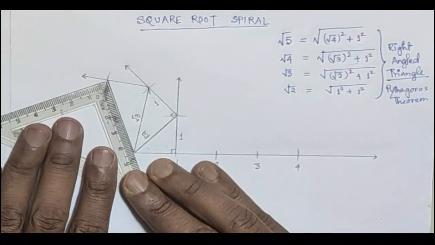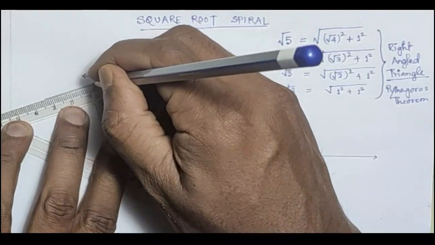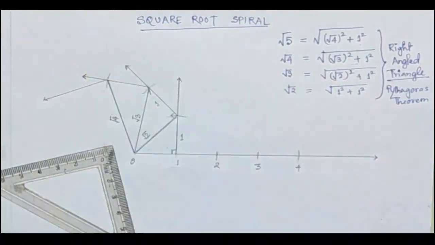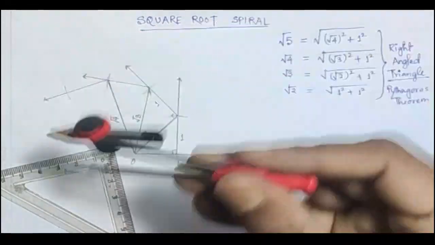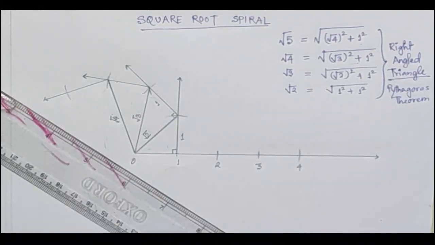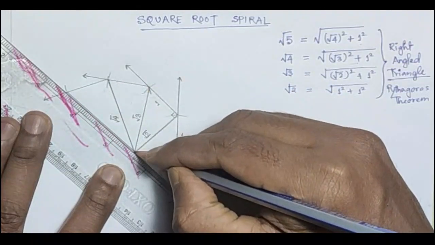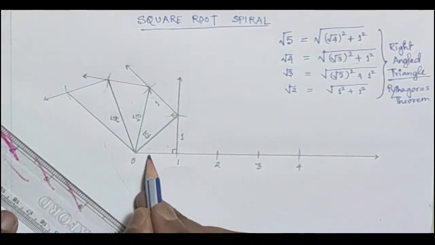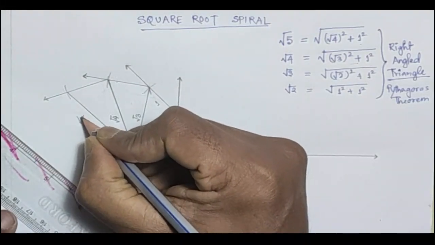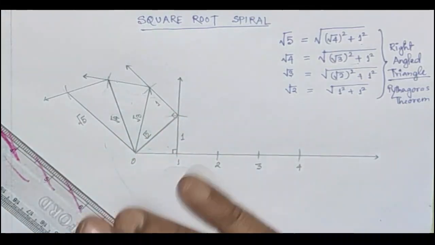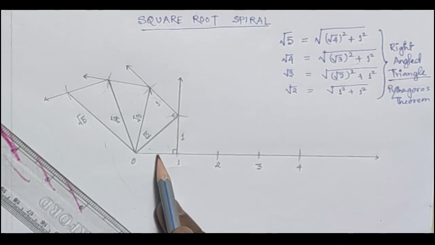Place it. Draw the perpendicular. The scale is same. And that's the length of root 5 when our 1 unit is this. So this is root 5. If they ask you to draw root 5 centimeter, then you have to take this as 1 centimeter.